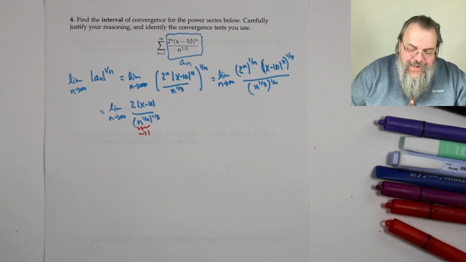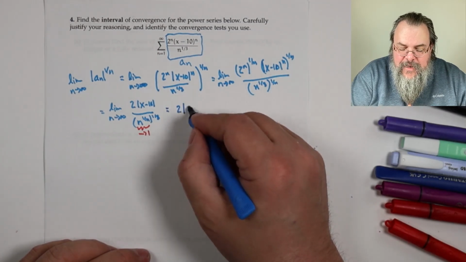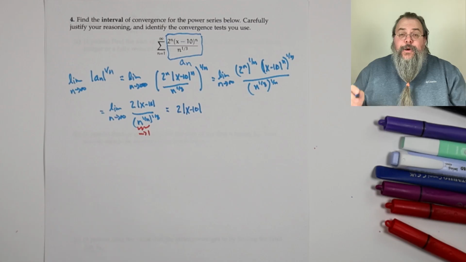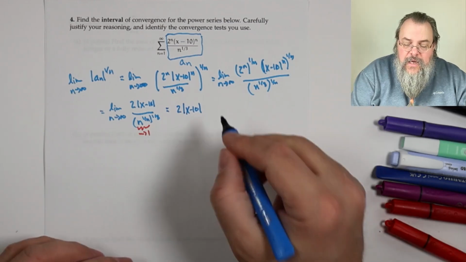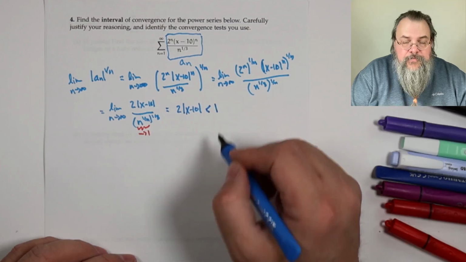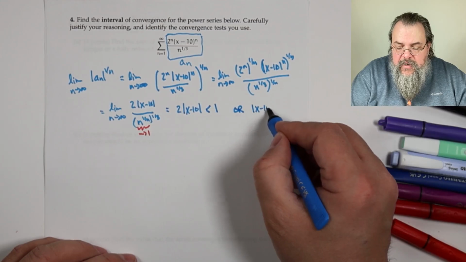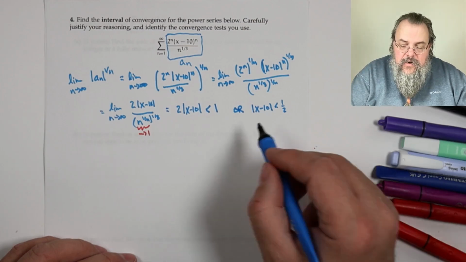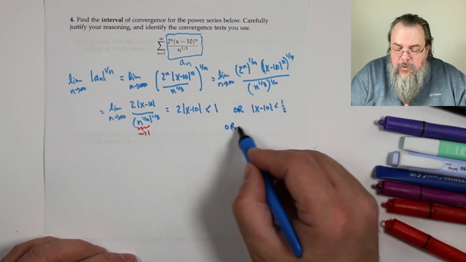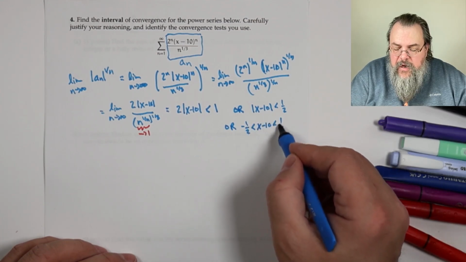Yes! So, the punchline. This becomes 2 absolute value of x minus 10. Now, we're doing the root test. So since we're doing the root test, what do we want? Well, we want this to be smaller than 1. Or we could say, look, we want absolute value of x minus 10 to be less than a half. Now, that's another way to say negative 1/2 less than x minus 10 less than positive a half.